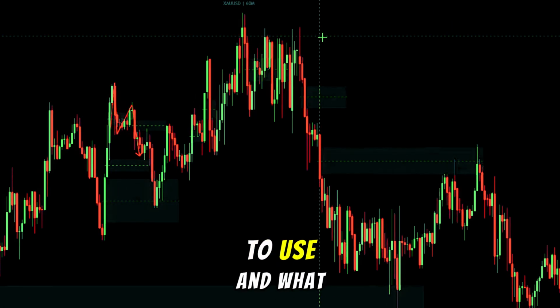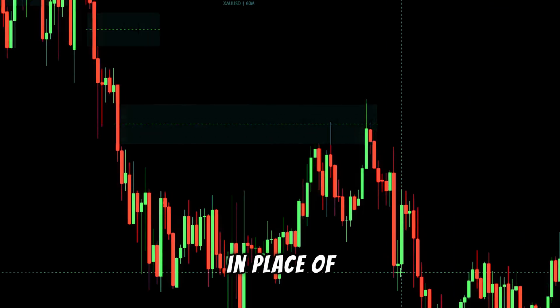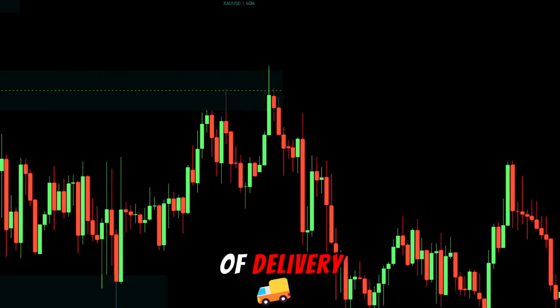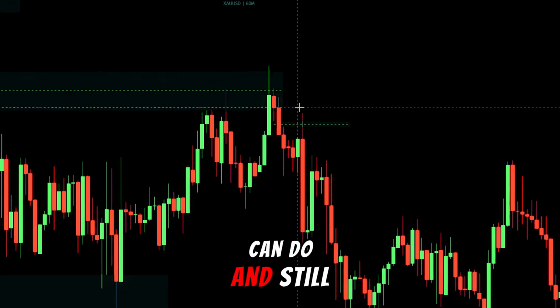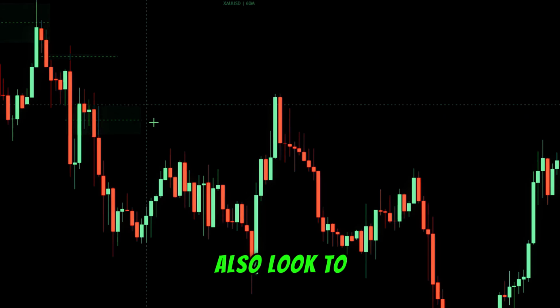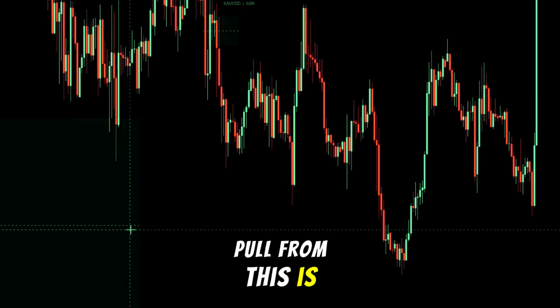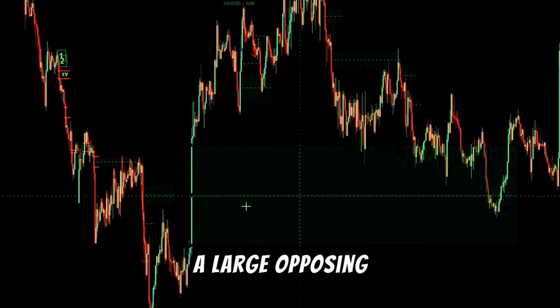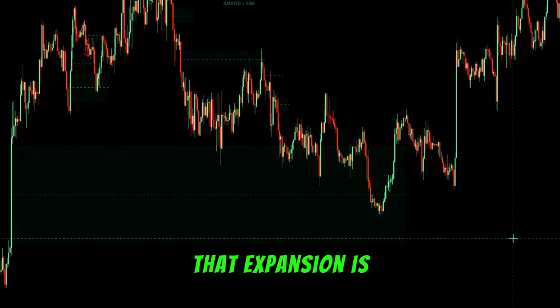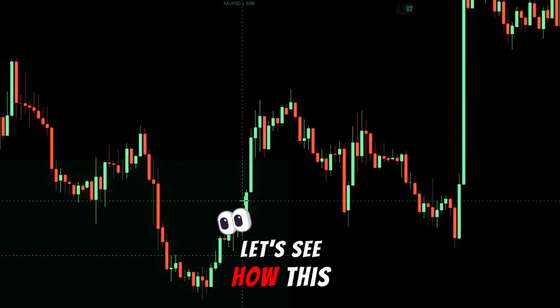What I'm talking about here is using an inversion in place of a change in the state of delivery. That is something you can do and still look to trade the continuation. Or you can also look to trade the reversal. But the main lesson I want you to pull from this is when we have a large opposing run, generally that expansion is going to wait for the next higher time frame candle. Let's see how this plays out.